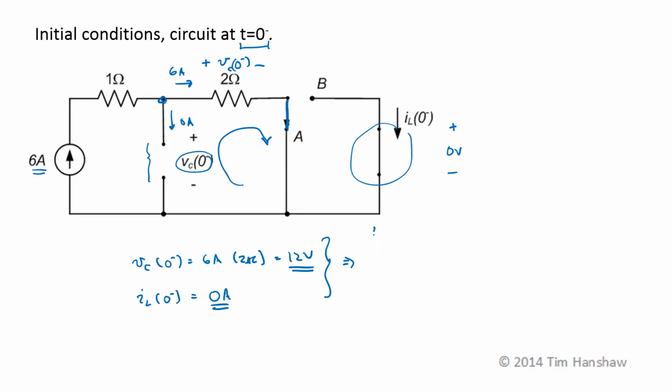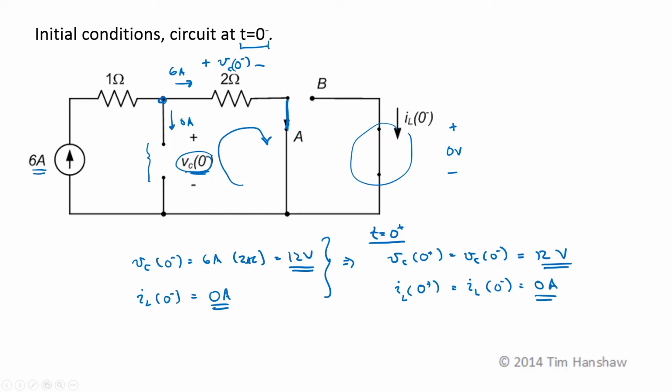The initial conditions are at t equals 0 plus, just after the switch moves, so V sub C at 0 plus. Now I invoke the idea that capacitor voltages can't change instantaneously. That's equal to V sub C at 0 minus, and that's 12 volts. Likewise, inductor currents can't change instantaneously, so I sub L at 0 plus is the same as I sub L at 0 minus, and that is going to be 0 amps. So there are my initial conditions.